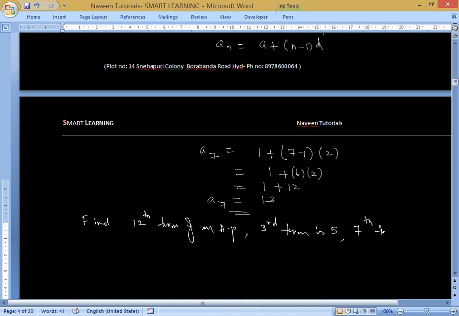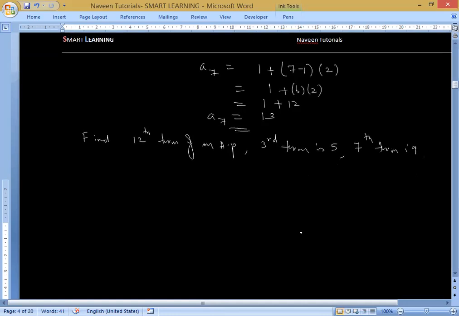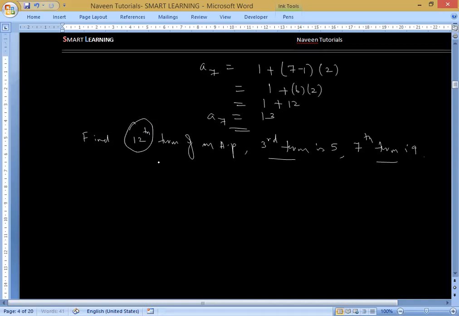The difference between the previous question and this question is that in the previous question, he has given you the series, so using the series you write the first term and second term and find the values of A and D. But in this case, the series is not given; the terms are given, the third term and the seventh term. You have to find the 12th term.